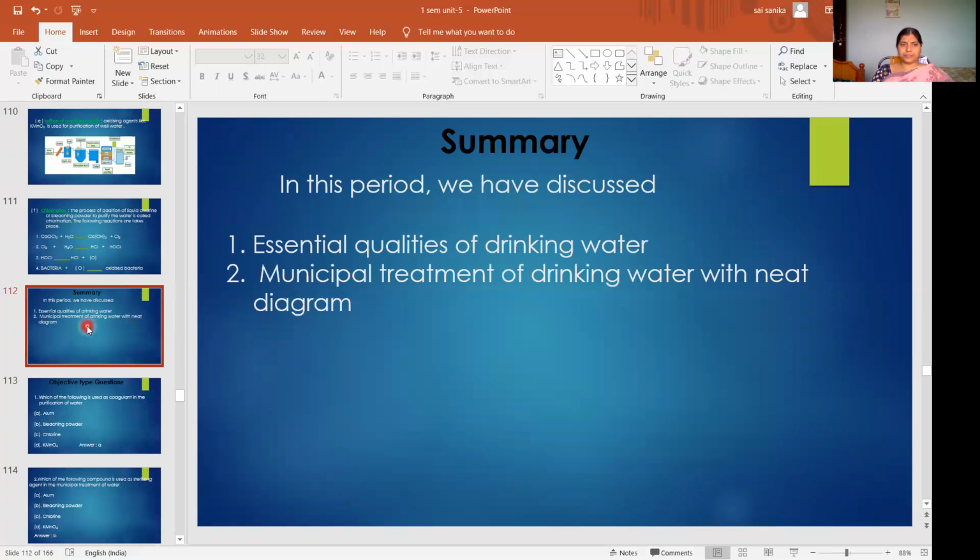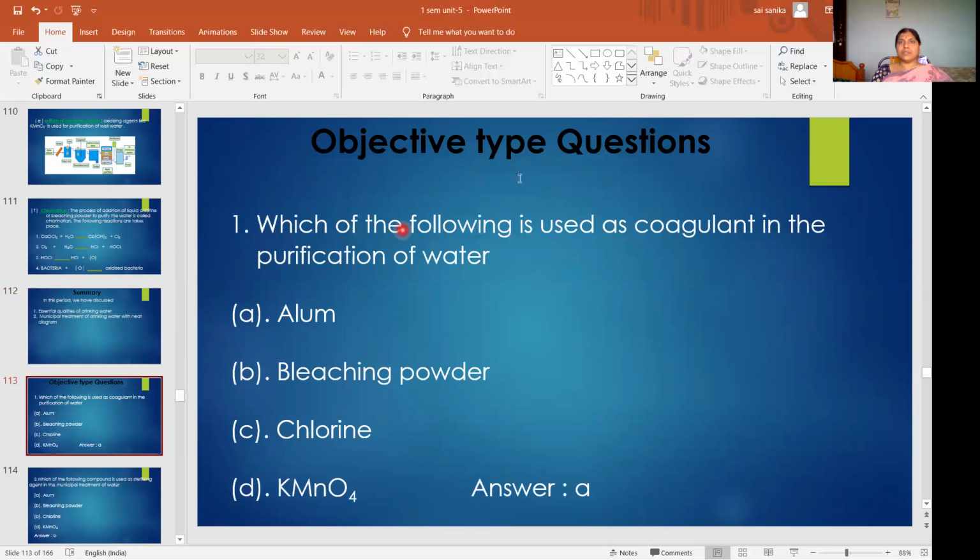Summary. So what have we discussed in this period? This one: essential qualities of drinking water and municipal treatment of drinking water with neat diagram. So very important, you have to draw the diagram and you have to explain this one. Next, what type of objective type questions will you expect from this topic?